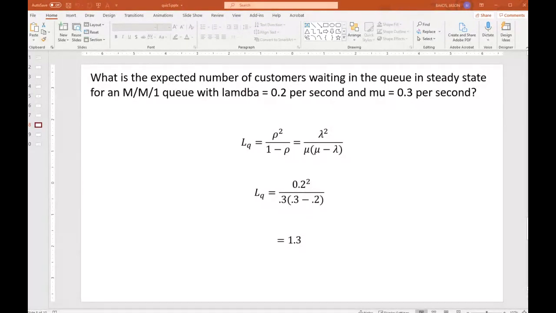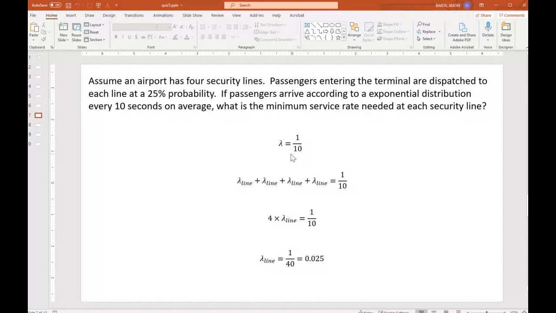Oh, go back to the previous question? Sure. Yep. Let's see, quiz 5. Yes, this question? Sure. Yeah, so this is the splitting. I'm sorry, this is not splitting actually, right? Yes, it is. Yeah, it's splitting because you have 4 security lines, you've got passengers coming in the terminal, and they're being split off into 4 lines.